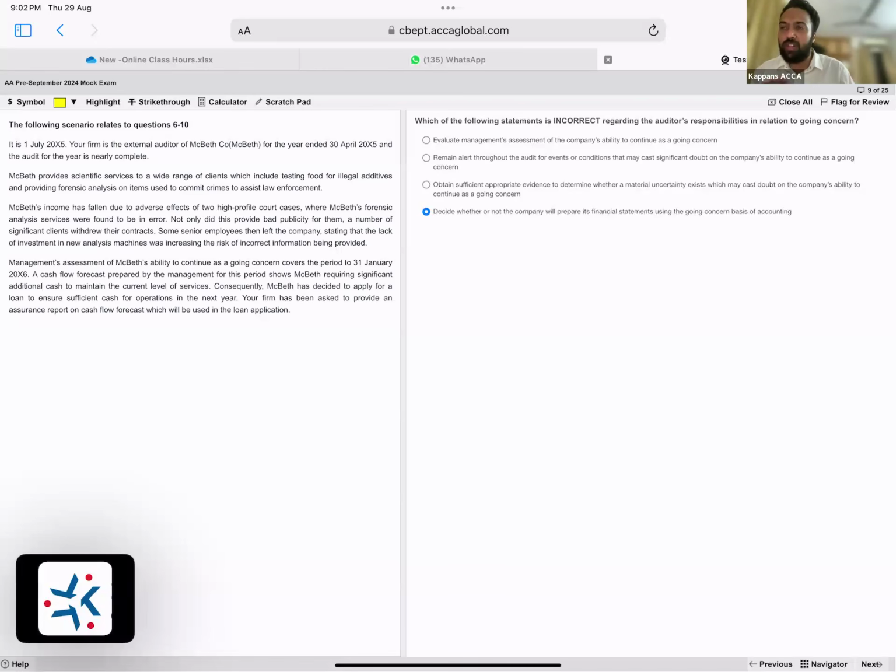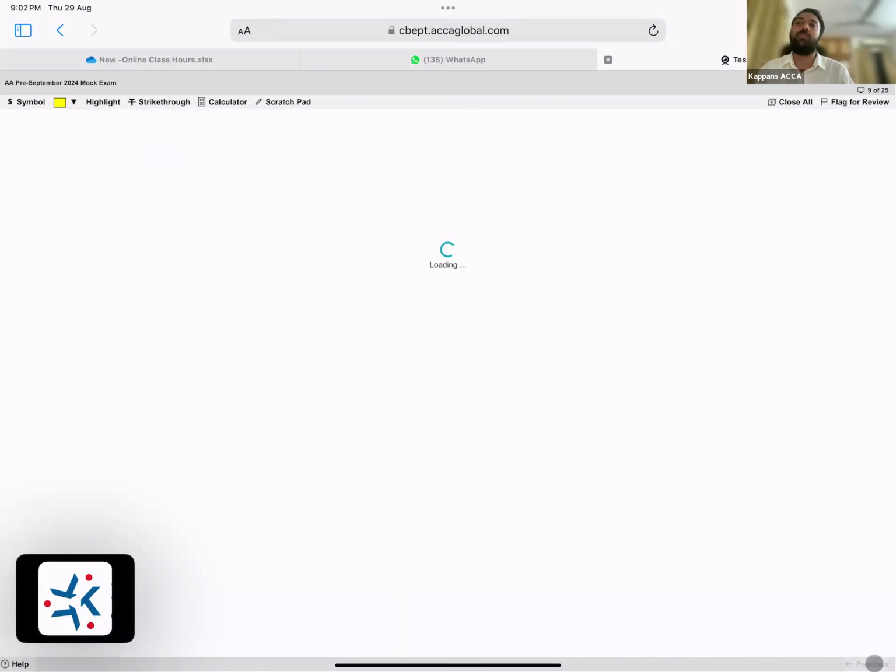So definitely decide whether or not the company will prepare its financial statements using the going concern basis of accounting. It's not the auditor's responsibility. Preparation of financial statements is management's responsibility. So option D is incorrect. Statement D is incorrect. So option D is the answer.